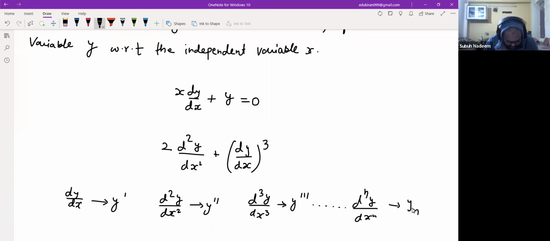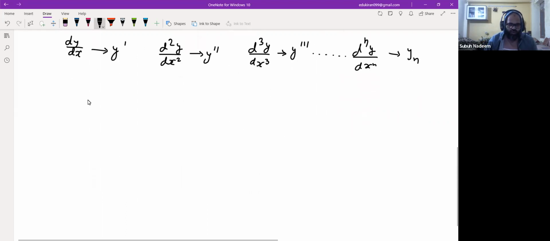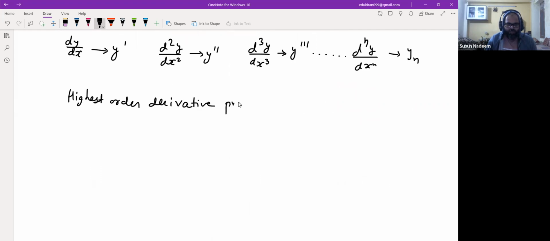Like this. So these are some of the notations which we may use. Now next is order of a differential equation. So what is the order of the differential equation? The highest order derivative present in a differential equation is the order of the differential equation.